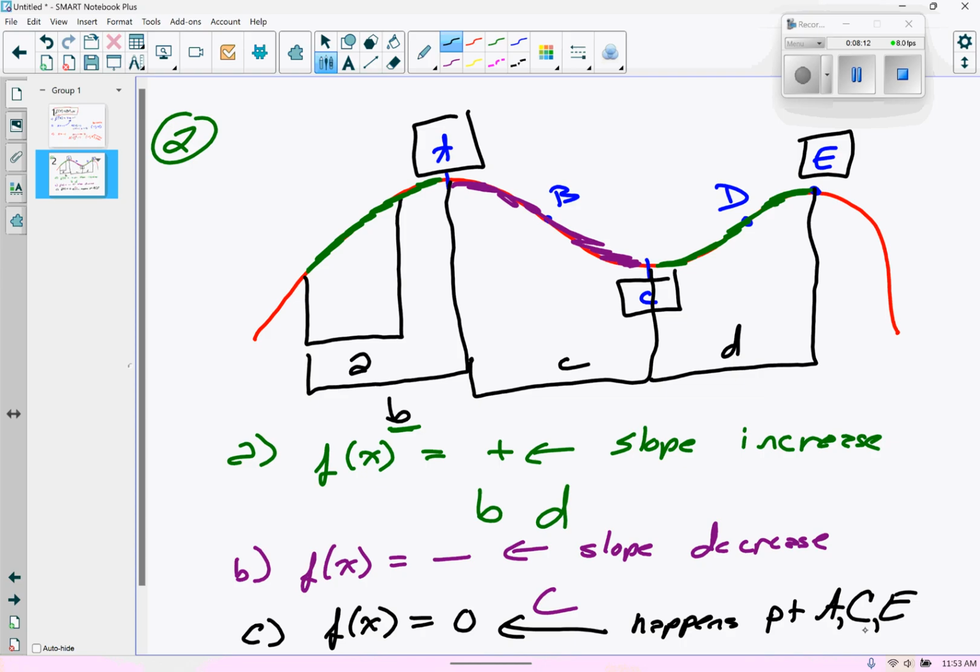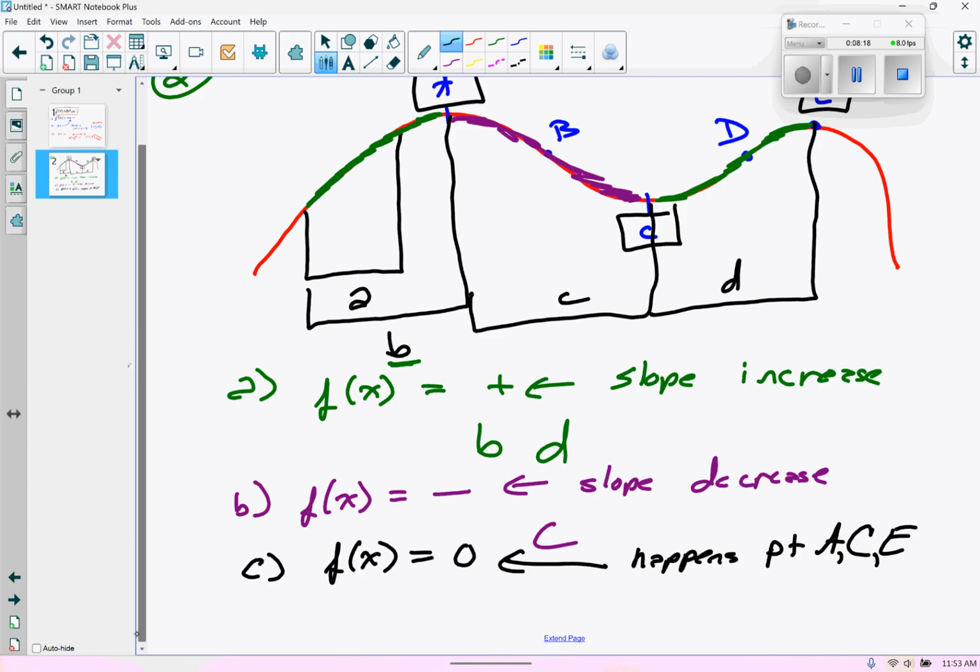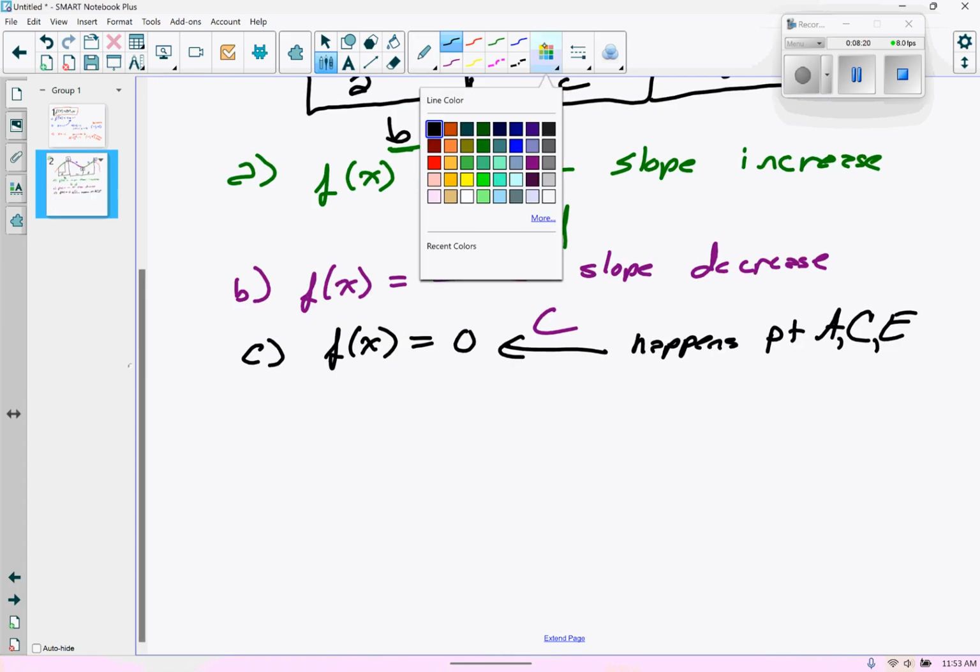All right, number 3. Number 3. Let me squeeze that in here. Yeah, I'll extend the page. Do it in hot pink.